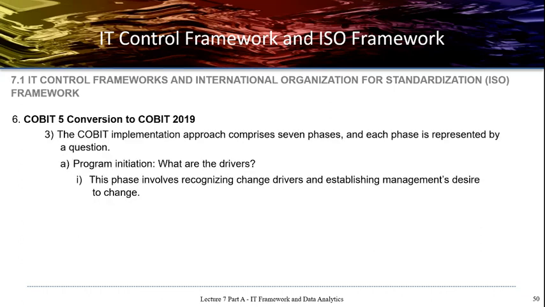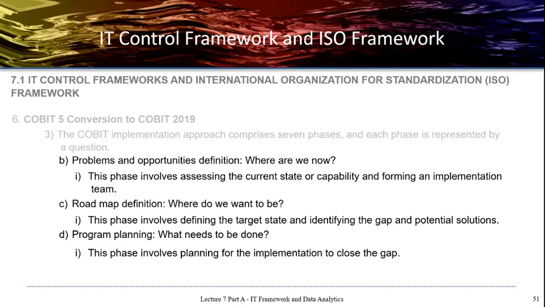So COBIT 2019 conversion from COBIT 5: the implementation approach comprises seven phases, and each phase is represented by a question. Program initiation: what are the drivers? This phase involves recognizing change drivers and establishing management desire to change. The first one is program initiation. These are the implementation approaches: problem and opportunities definition.